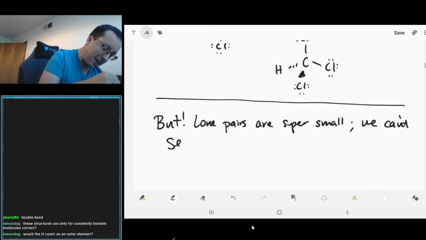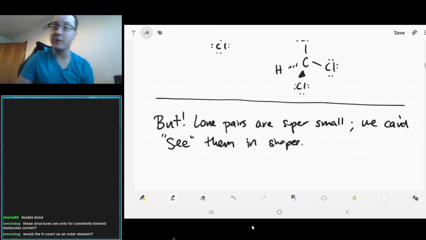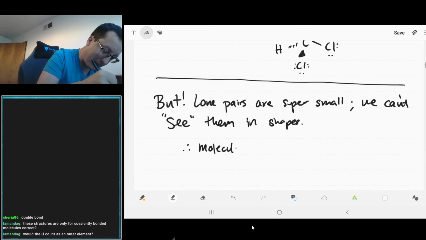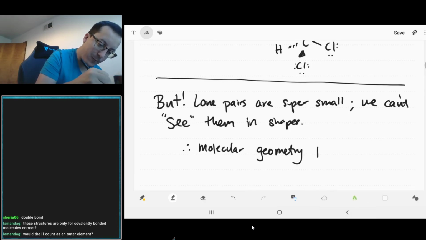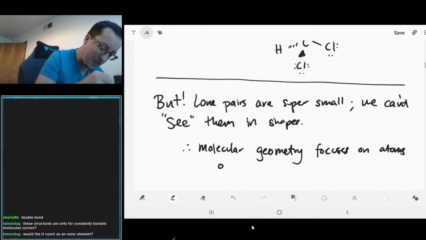We can't really see lone pairs in reality. And so we have something called molecular geometry, which focuses on atoms only.